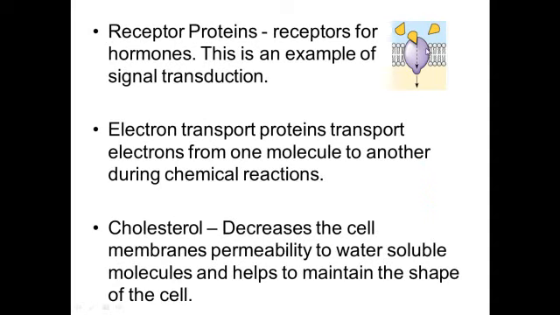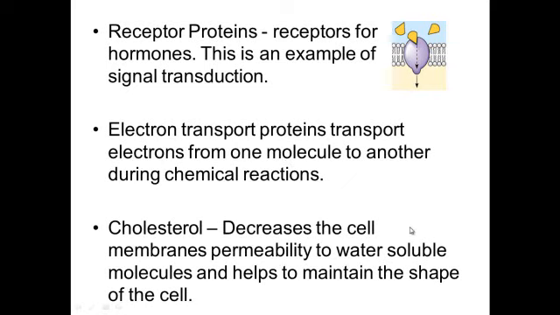You have receptor proteins. Now, what a receptor protein would do, for example, like a hormone, if a hormone attaches to the receptor protein, it causes some type of signal transduction pathway to begin on the inside of the cell. The hormone itself does not enter the cell. It just causes a reaction that then tells the cell to do something. You have electron transport proteins that will transport electrons from one molecule to another.